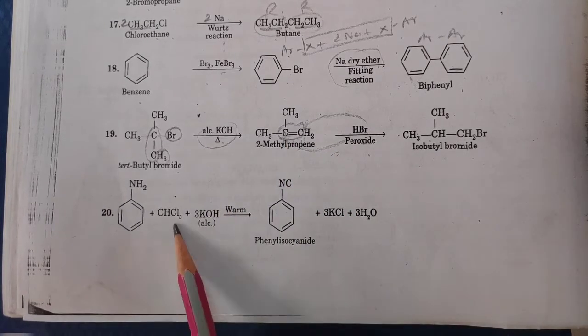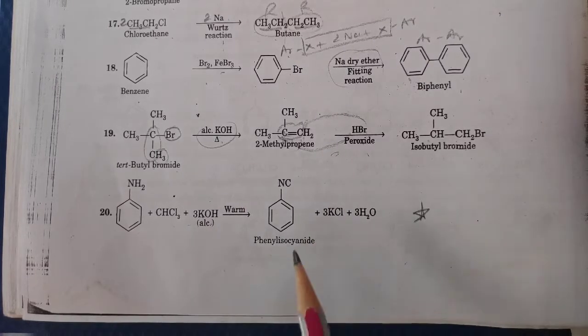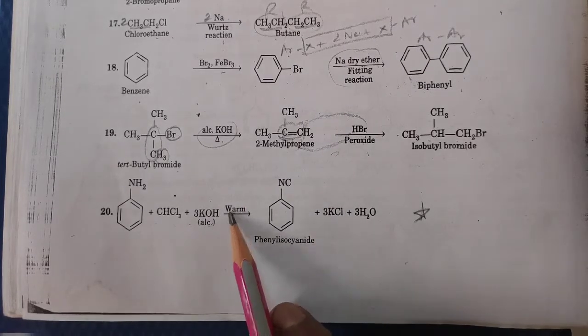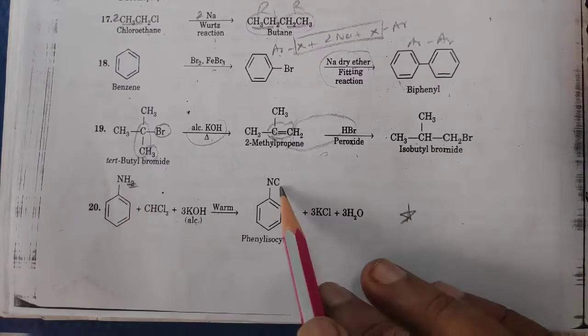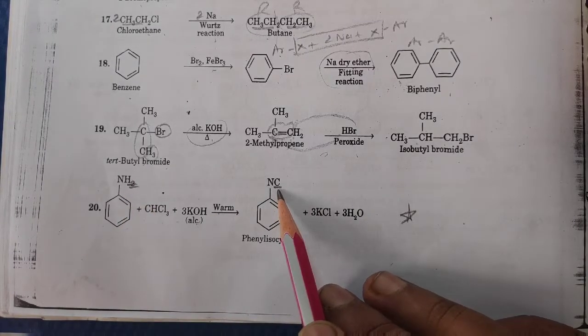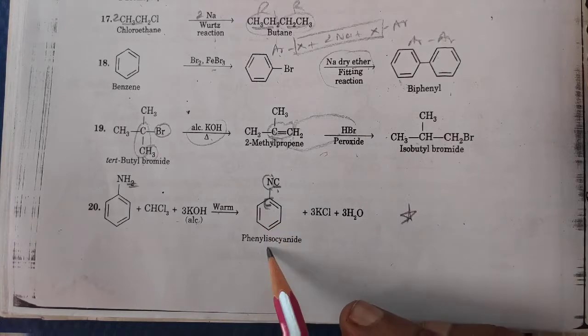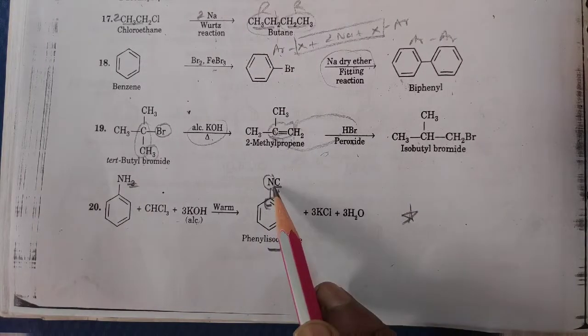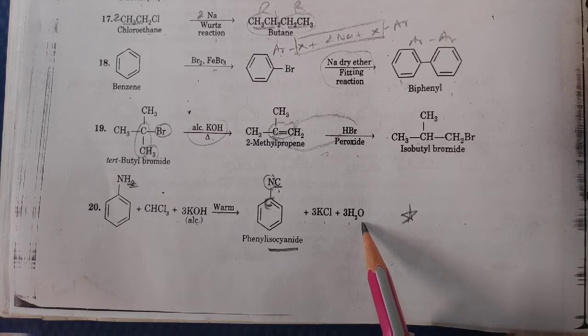This is aniline plus chloroform plus 3KOH. This is a little bit different, you have not studied it till now. You have to warm the mixture. You will see that instead of this hydrogen, carbon gets substituted. So N gets attached to the carbon, that's why it is isocyanide. We have seen the ambident nucleophile, if you remember, plus KCl plus H2O. Now we will see the next question.